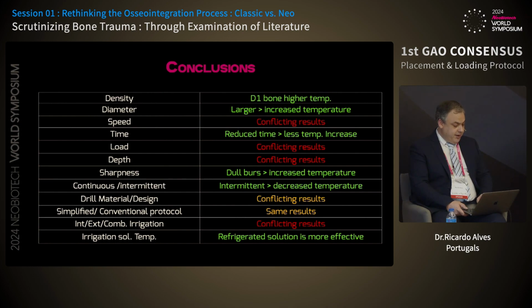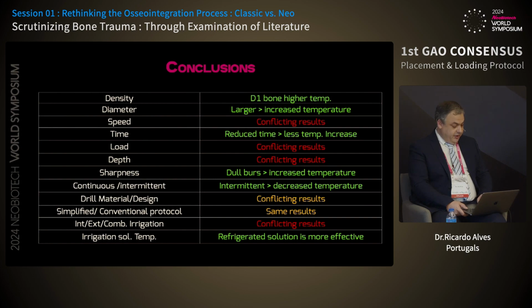Regarding load and depth, we have conflicting results. Regarding bone sharpness, also no doubts. Dull burrs cause an increase in the temperature, but some studies demonstrate that we can use burrs about 30 to 50 times without a significant increase in temperature. Material, design, we have conflicting results, and it is in orange because it seems not to play a very important role on temperature increase.